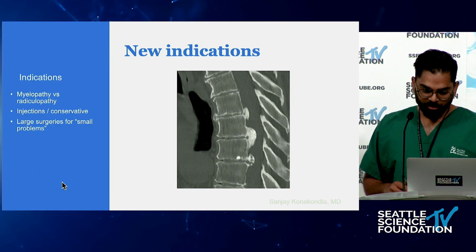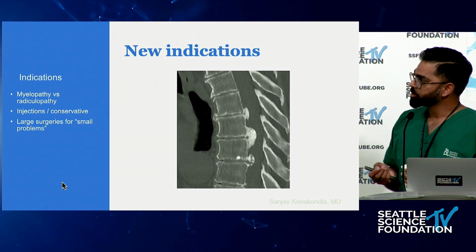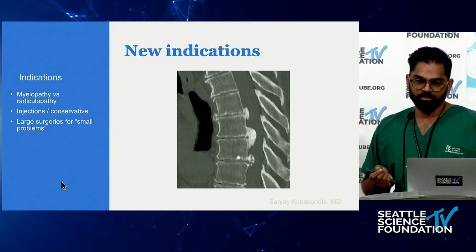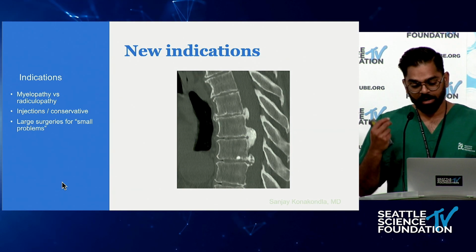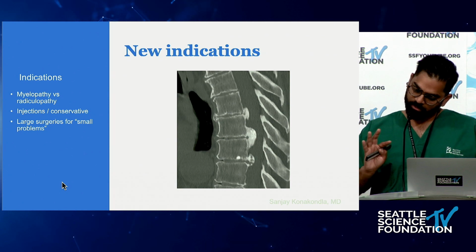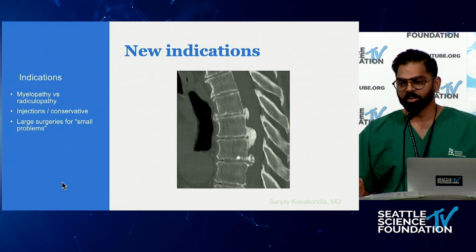So from an indication standpoint, there's a few things that change, right? You have these large calcified thoracic discs, and some would say they're giant if they're more than 40% of the canal. So if you look at this, take a deep breath, you take a step back, and you say, what am I really trying to accomplish?